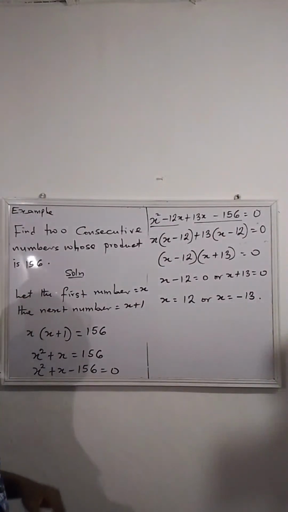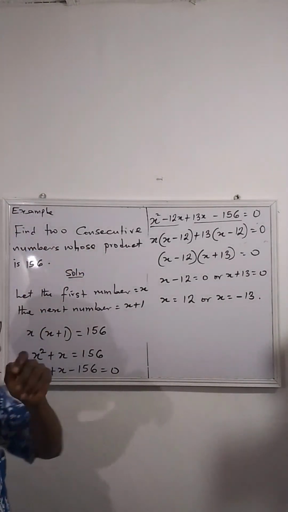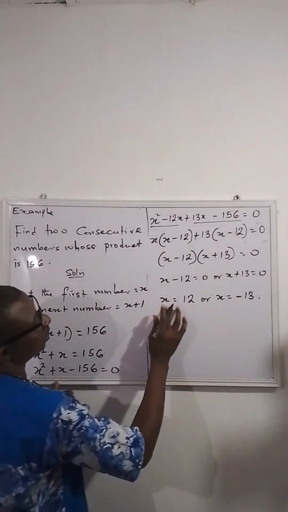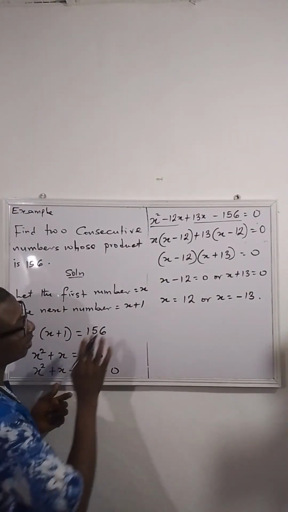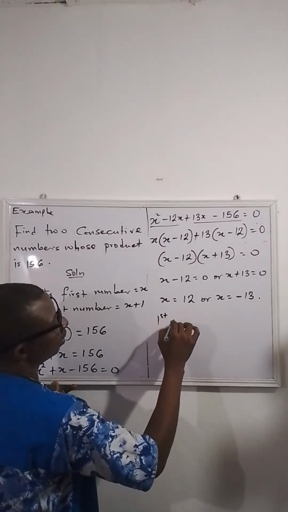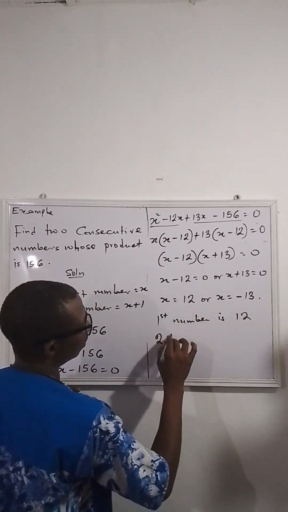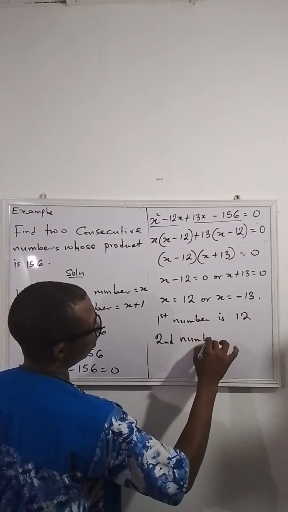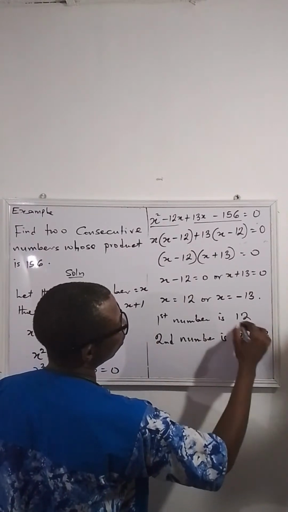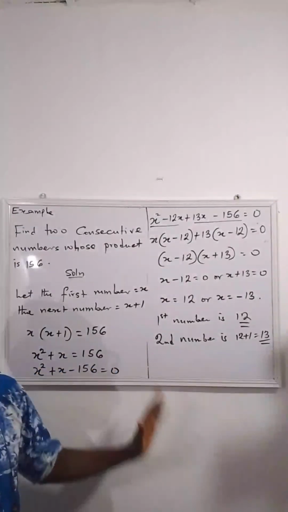Now, the question asks you to find the two consecutive numbers. So now let's consider the positive number, right? If this is the first number, what's going to be the second number? The second number is going to be x plus 1. So first number is 12, and second number is 12 plus 1, and that is what? 13. So the two consecutive numbers are 12 and 13. So that is the answer to the problem.